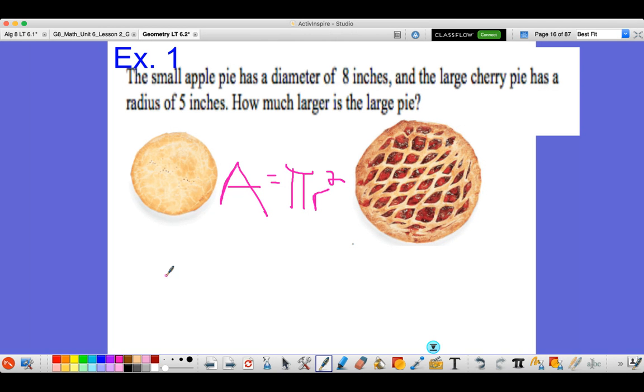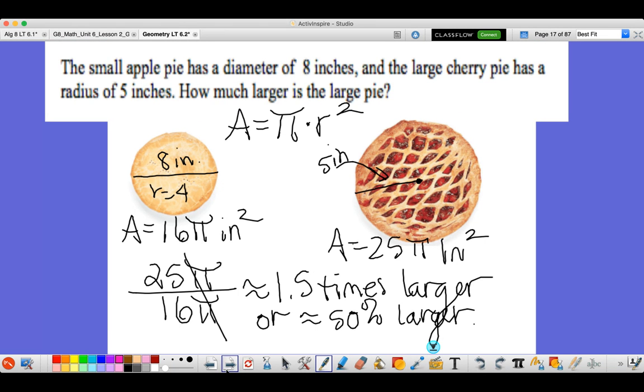So in this problem, you have a small apple pie with a diameter of 8 inches, and a large cherry pie has a radius of 5 inches. And what we want to know is how much larger is the large pie. And because we're talking about that, that means we want to know area. So again, pause the video so that you can solve the problem, do a sketch.